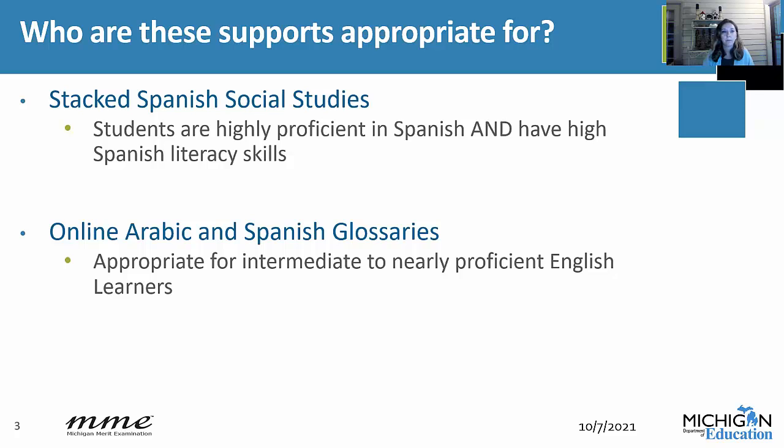for a student. For students that you may be considering the online Arabic and Spanish glossaries for, something like a glossary, which is a word-to-word dictionary, it does not provide definitions at all, is going to be appropriate for intermediate to nearly proficient English learners. And I say that because these students, because they're intermediate and nearly proficient, they don't need to take so much time to look up individual words. They don't need to look up that many words.